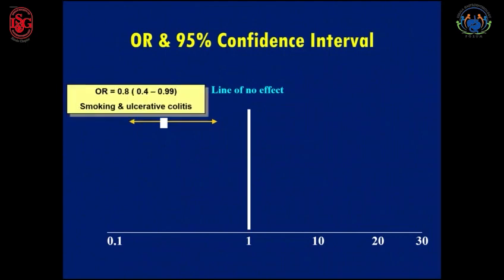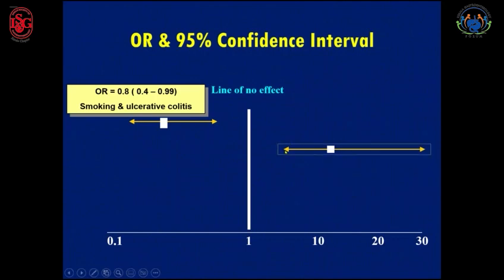Let's take an example. The odds ratio of smoking in ulcerative colitis is 0.8 with the confidence interval 0.4 to 0.99. The upper limit is below 1, which means that smoking is protective for ulcerative colitis. When the upper limit of the confidence interval is below 1, we know that the p-value will be less than 0.05.